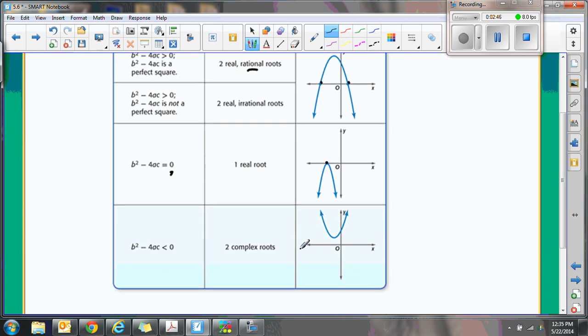The third scenario is when b squared minus 4ac is negative. If you have a negative underneath that square root, that means we have an imaginary number, which means you're going to end up with two complex roots. Graphically speaking, if you have two complex roots, that means your parabola will not ever cross the x-axis.